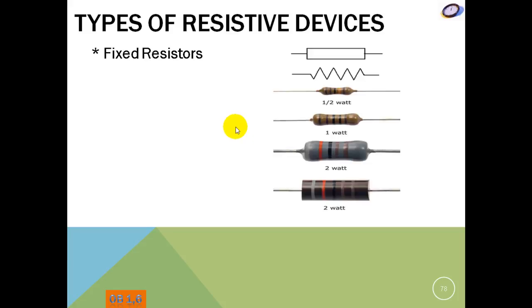We have fixed resistors, and you can see them here. A lot of them are carbon composite materials. To determine the size of the resistor, or I should say the wattage of the resistor. Sorry, the resistance of the resistor. Increase in wattage is the physical size. This 2-watt resistor may have the same resistive value as the half-watt, but it can handle more current. Here you can see the symbol for the resistor.